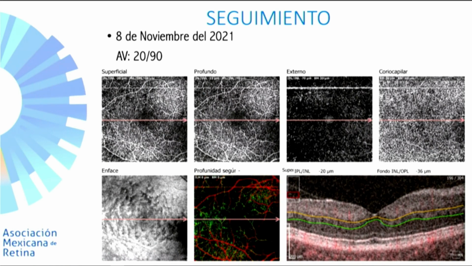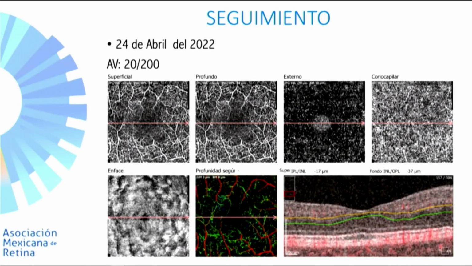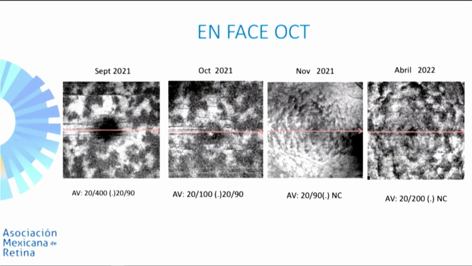Just see how on the next month the layout of these areas changes, they become more diffuse, and by April, the pattern changes completely, and her vision comes down.